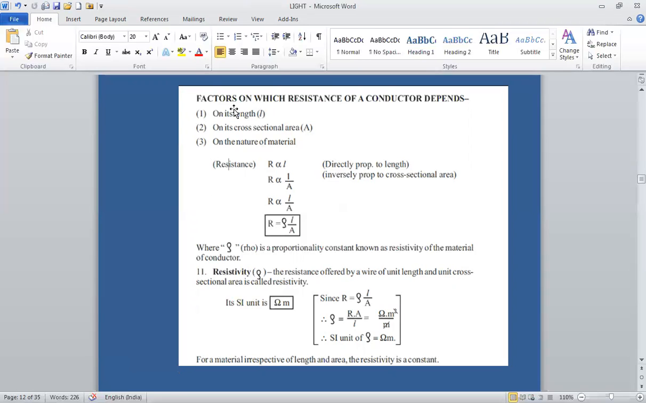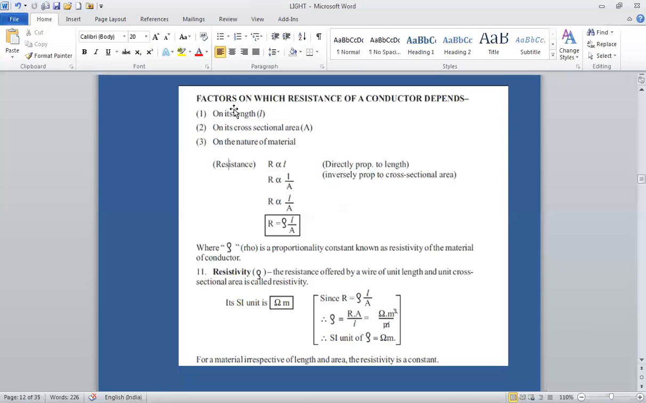Suppose a current is flowing in the circuit, that is I is equal to V by R. Thus, for the same value of voltage, the current becomes half only when the resistance is doubled. That is, if the length of the wire increases, the resistance it offers to the flow of current also increases.